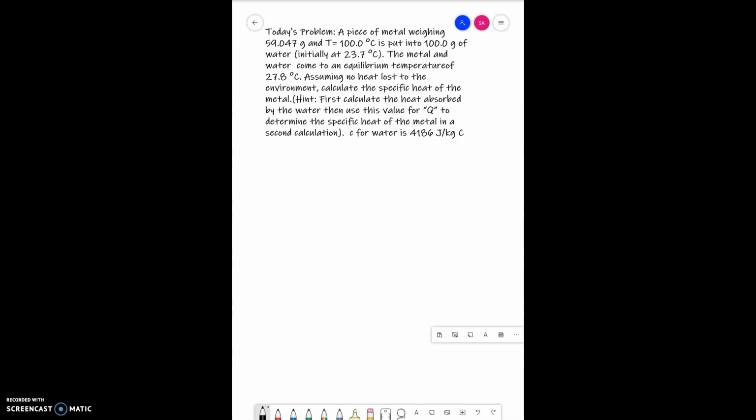So I got a request to go over the problem that we had assigned in class on, I guess it was Monday. So we have a piece of metal. It has a mass of 59.047 grams. So let me go ahead and write everything down as I go through the problem, translate it. Need to put that into kilograms.